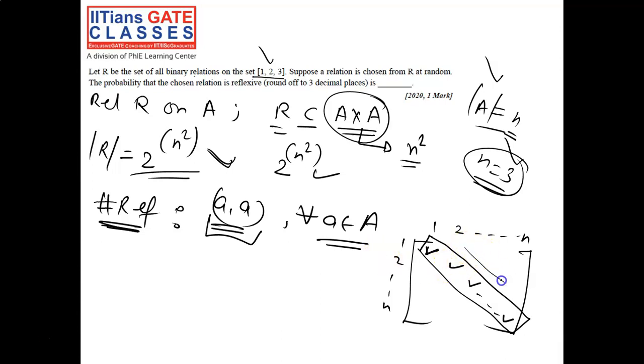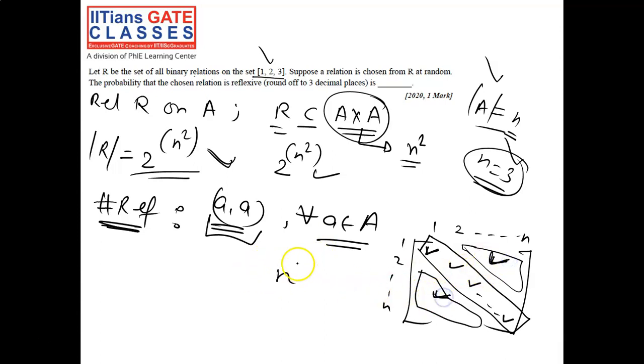But remember, in all the remaining cells, or remaining pairs, we have a choice. Either we can take them or we can reject them. Basically either we can put 0 or we can put 1. Each of these remaining cells has two choices, 0 or 1. 0 means that pair is not present in our relation, and 1 means that pair is present in our relation.